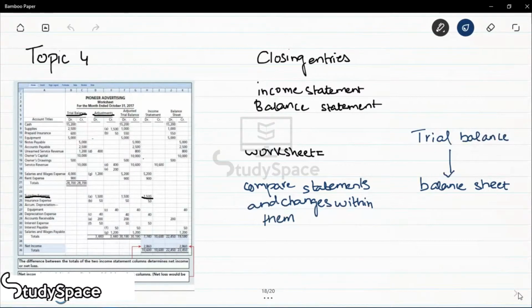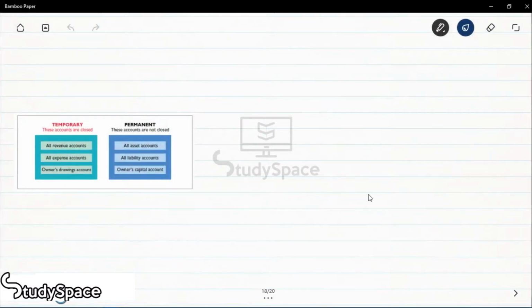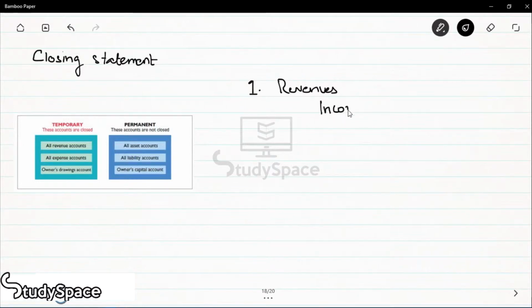Now, what closing entries basically are, there are 4 particular closing entries. Once we have calculated the net income out of the income statement, we then provide this net income into our balance sheet. So the 4 closing entries would be as follows. First, we tabulate all our revenues and we debit our revenues and we credit our income summary accordingly to close off our revenue accounts, which are our temporary accounts.